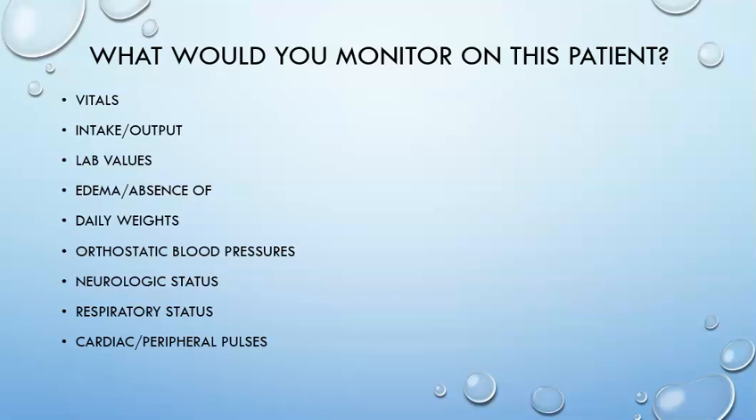We're going to assess their respiratory status. Hypovolemic patients can be a little tachypneic, meaning their respiratory rate will be fast, so higher than 20 respirations per minute. And then we're going to assess their cardiac status and peripheral pulses. It's very important that we assess all 4 peripheral pulses, and then compare each side. There could be discrepancies between the left and right side for peripheral pulses.